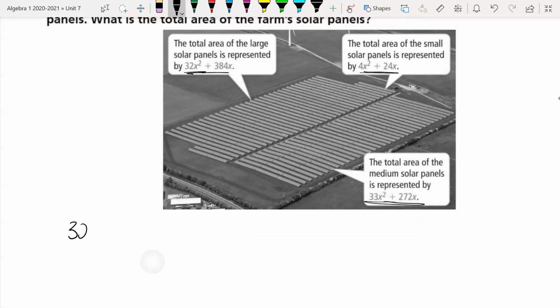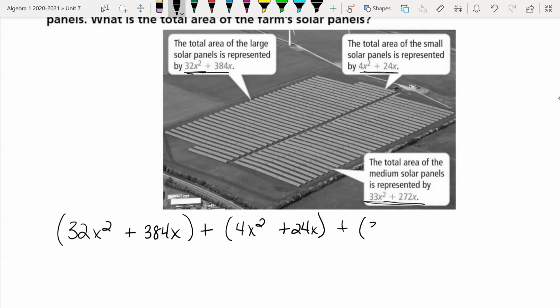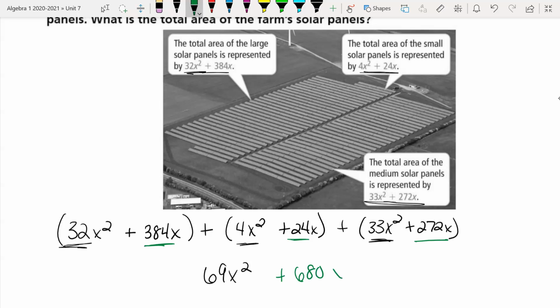So I'm going to take 32x squared plus 384x plus 4x squared plus 24x plus 33x squared plus 272x. So I'm going to add my x squareds. 32 plus 4 would give me 36. 36 plus 33 would give me 69x squared. And then my x is 384 plus 24. Probably going to need a calculator for this one. And I'm going to add my 272 to it, so I get 680x. So that would be the area of all those farm solar panels.